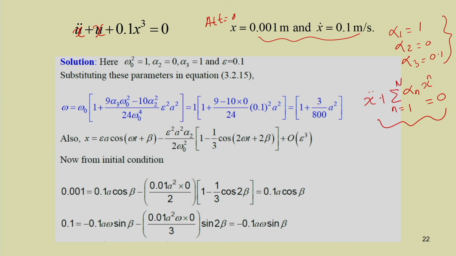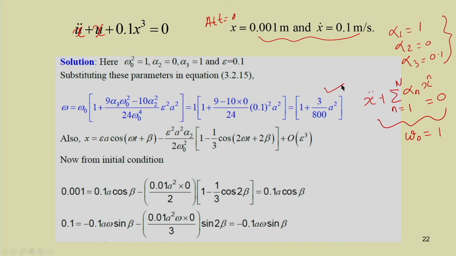Now you have seen alpha 1 equal to 1. So, omega 0 equal to root over alpha 1, that is equal to 1, alpha 2 equal to 0 and alpha 3 equal to 0.1. From the expression we have already written, omega equal to omega 0 into 1 plus (9 alpha 3 omega 0 square minus 10 alpha 2 square) by 24 omega 0 fourth into epsilon square a square. Let us take epsilon equal to 0.1, so we can write omega in this form.